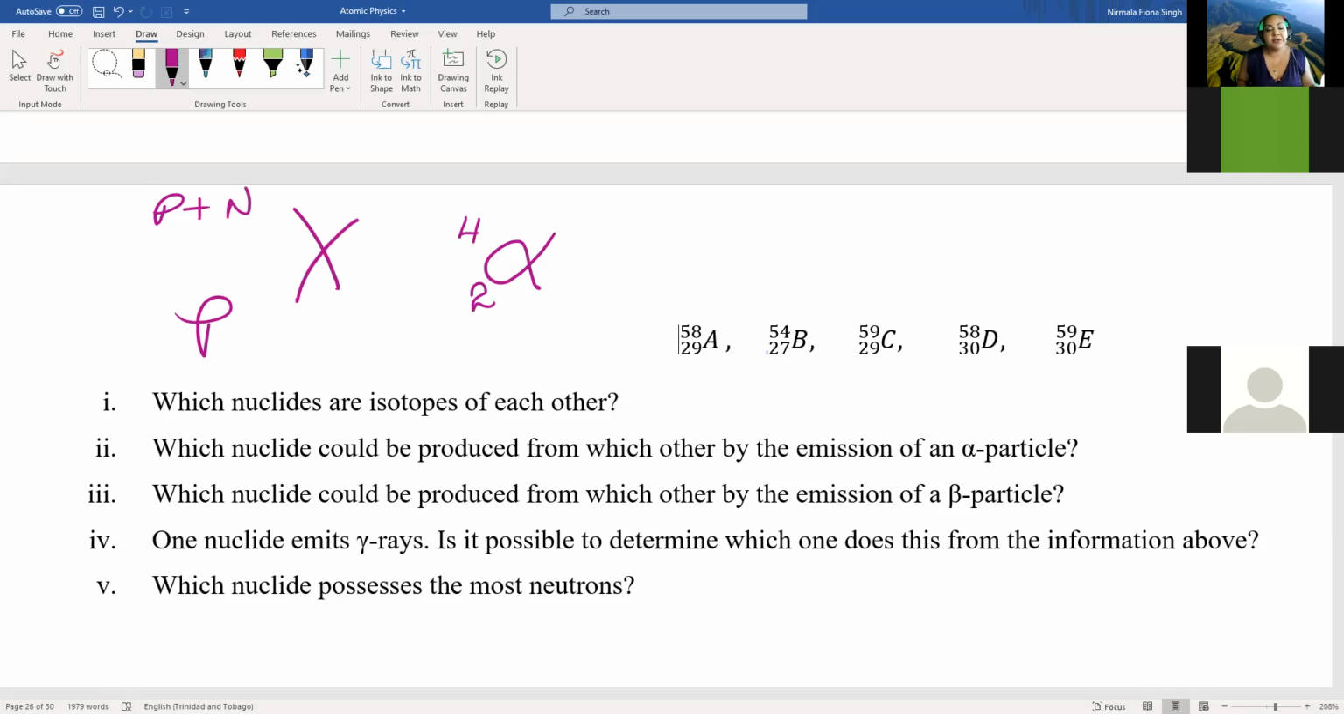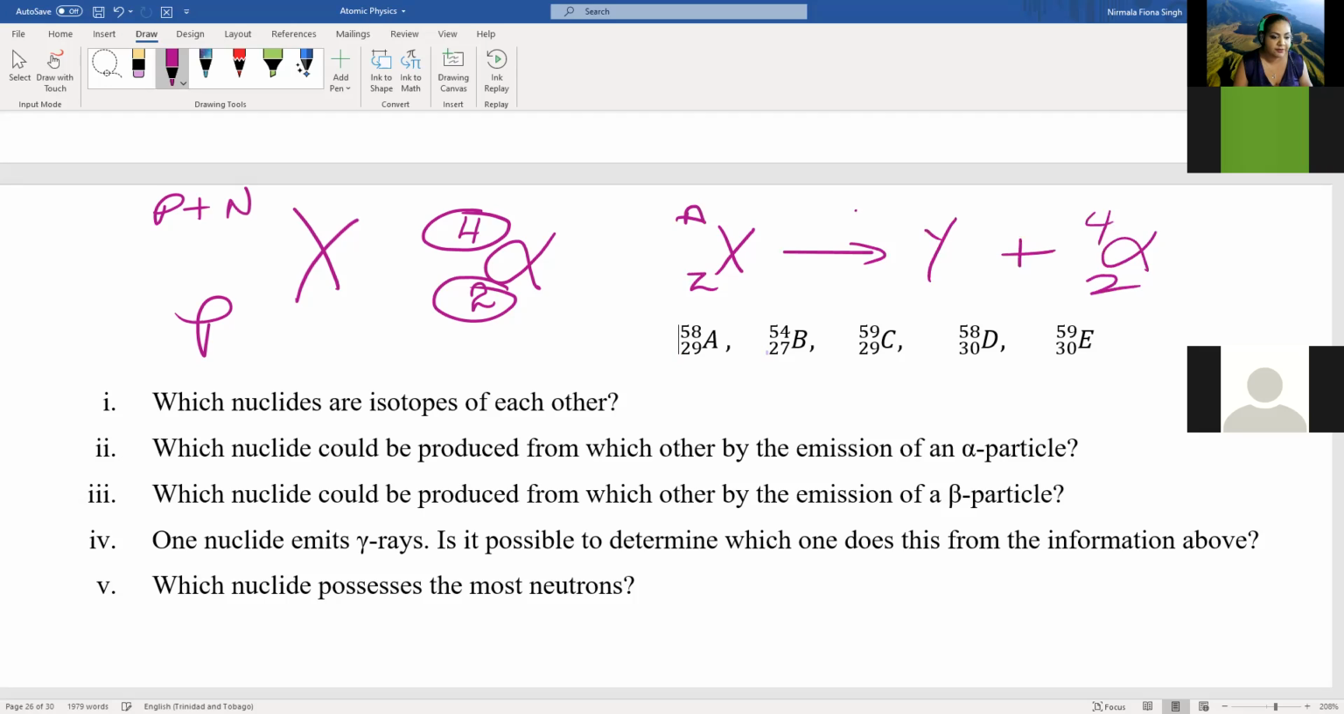4 and 2. And we know when we did alpha decay, when something undergoes alpha decay, our mass number decreases by 4 and our atomic number decreases by 2. Because when something with A and Z gives off an alpha particle, which is 4 and 2, we end up with a daughter nuclide of A minus 4 and Z minus 2.